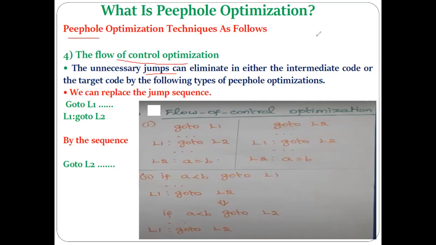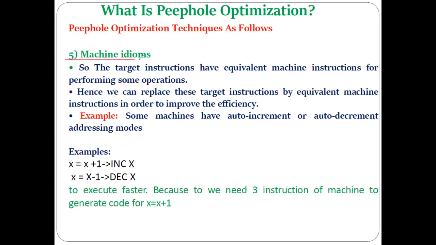Now next we have the machine idioms. This is one of the most important techniques as a part of peephole optimization, which gets performed after the target code generation. The target instruction set has equivalent instructions for performing some operation. That means, to perform one operation, there may be more than one target instruction available. So one target instruction may be slower and another may be faster. So it will always be better to choose the faster target instruction to execute your program faster.